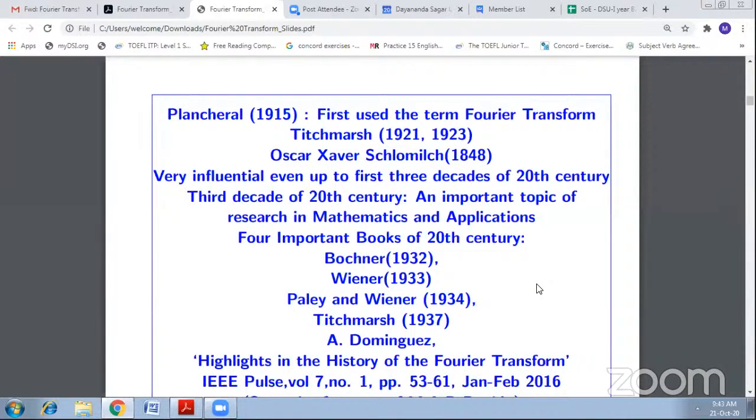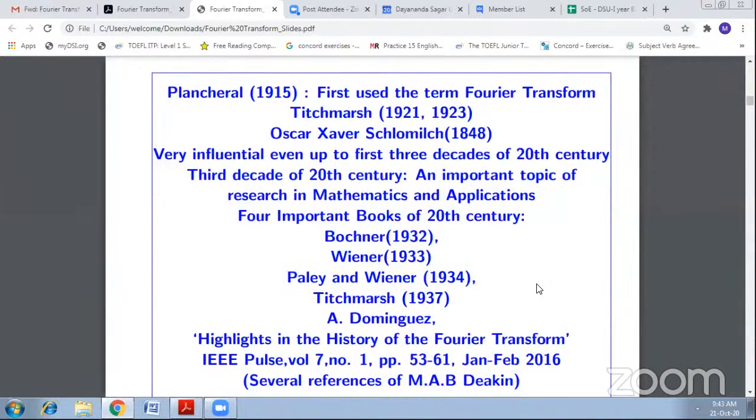Plancherel was the first to use the term Fourier transform in 1915. Until then, nobody had used the word Fourier transform. It was Plancherel first. Then Titchmarsh, the British mathematician, used the terminology Fourier transforms in the 1920s. After Fourier wrote his memoir, a treatise was written by Oscar Schlömilch in 1848. This was a very comprehensive treatment of the Fourier integral. Still, the word Fourier transform was not used. And it was very influential for almost 80 years, right up to the first quarter of the 20th century. This book had the influence. Everybody used this treatment. Even the famous book of Carslaw and Jaeger, which was written in 1906, follows closely the treatment of Schlömilch.